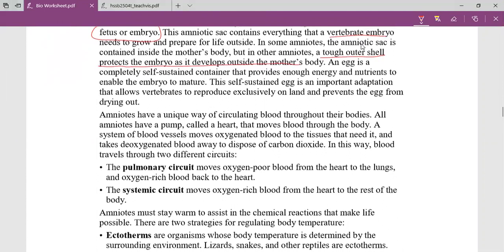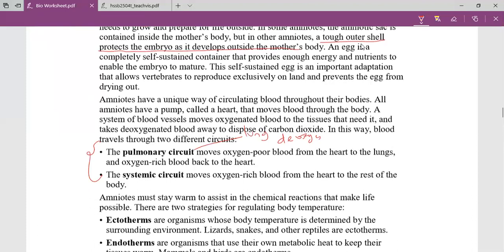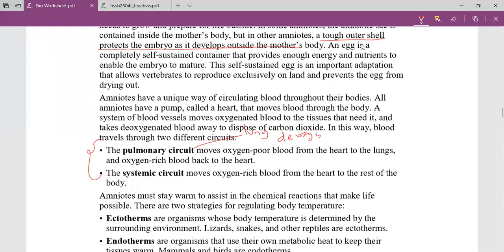In this way, blood travels through two circuits. So we have two circuits in every amniote. The pulmonary circuit has to do with the lungs. It takes the deoxygenated blood from the body to the lungs to pick up oxygen and back to the heart. And the systemic circuit takes the oxygenated blood from the heart to the body.